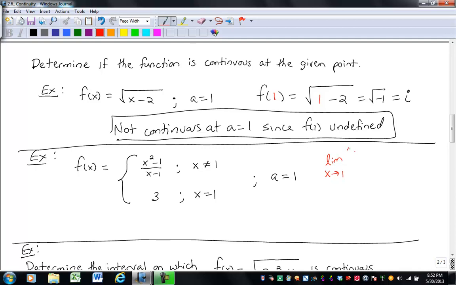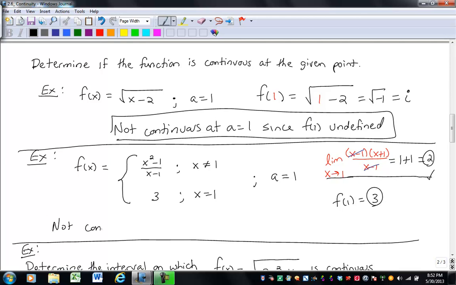And I can calculate this limit. I can factor the top into x minus 1 times x plus 1, and it lets me cancel the x minus 1's in the bottom. So this limit does exist. It's 1 plus 1, which is 2. So the limit exists, and the y value at 1, that's 3. The limit exists, the y value exists, but it's not continuous because the limit and the y value aren't the same thing.